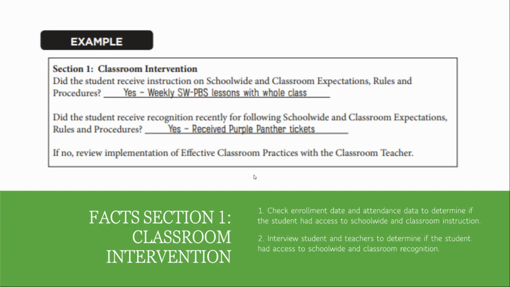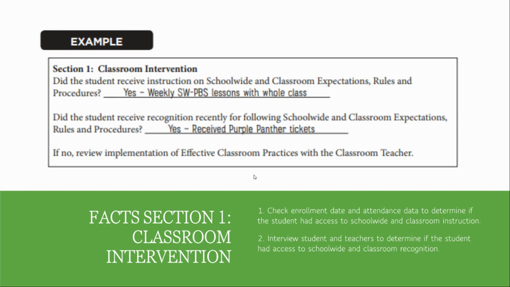So section 1 of the FACTS is going to have the team complete this section. So the first thing they're going to do is check the enrollment date and attendance date to determine if the student has had access to school-wide and classroom instruction. Have they been taught explicitly those Tier 1 universal expectations? And again, we remember that everything in your Tier 2 program hinges on the expectation and the understanding that the child is still receiving instruction or has had instruction in those Tier 1 expectations, rules, and procedures.